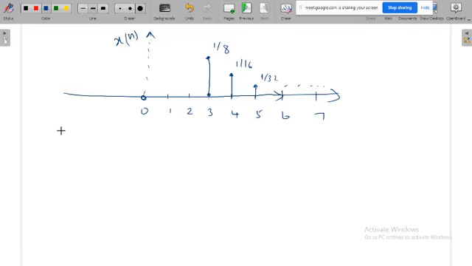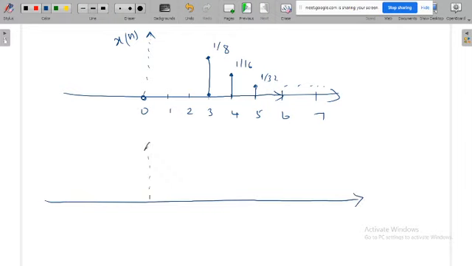So what is our first step to calculate the even part? We will find x of minus n. Now we are going to find the even part, so before that we will find x of minus n. If you find x of minus n, we will be flipping the signal with respect to the reference axis.